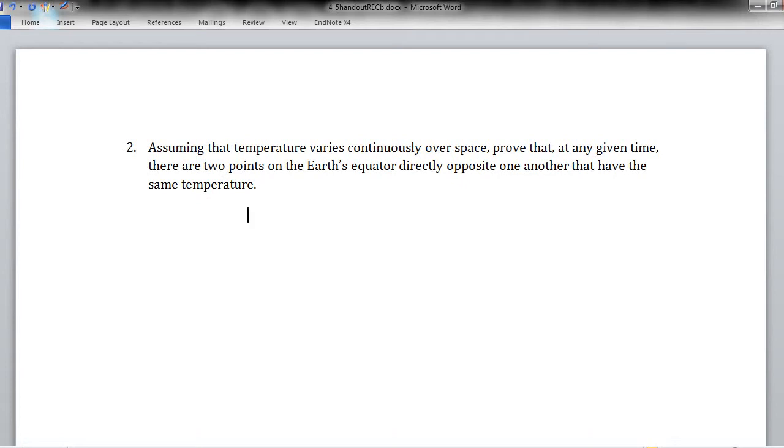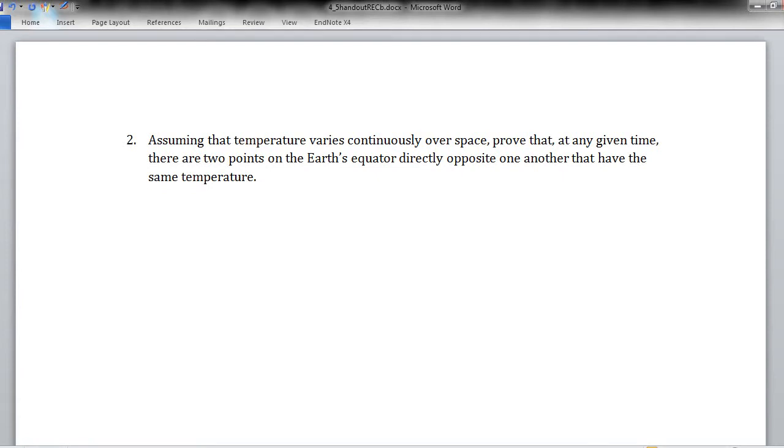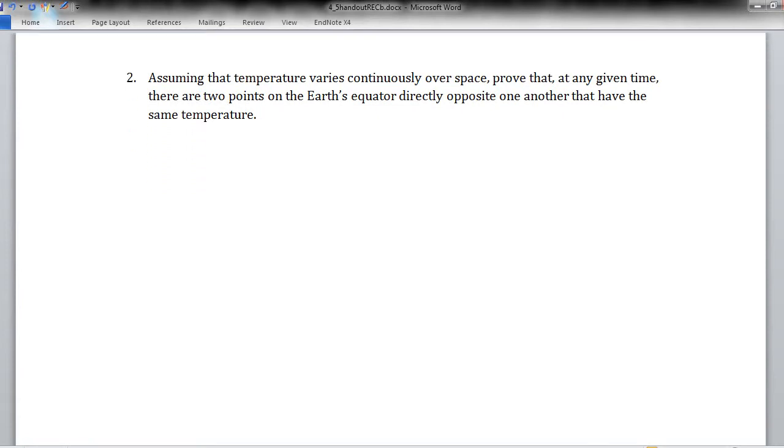Well, now let's try to use the intermediate value theorem to solve the second problem. Assuming the temperature varies continuously over space, prove that at any given time there are 2 points on the Earth's equator directly opposite one another that have the same temperature. Alright, well, just like last time, we're going to try and find a function to which we can apply the intermediate value theorem. But before we do that, we need to figure out what our variable is here.